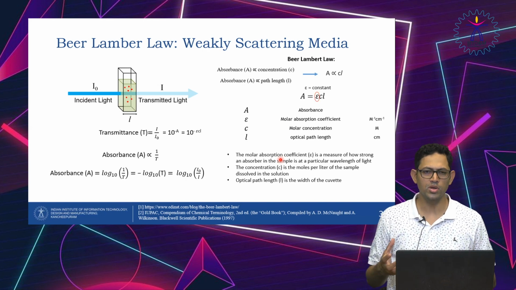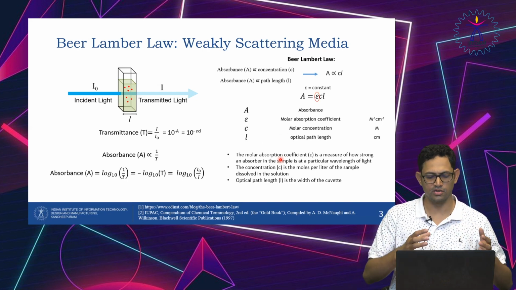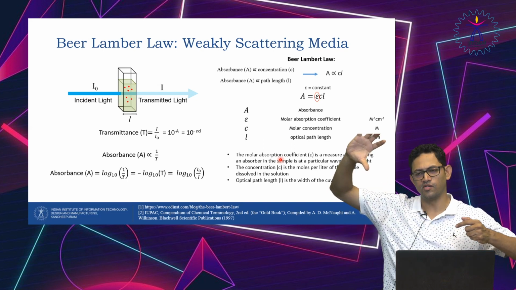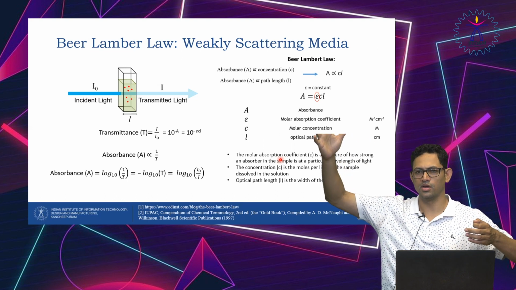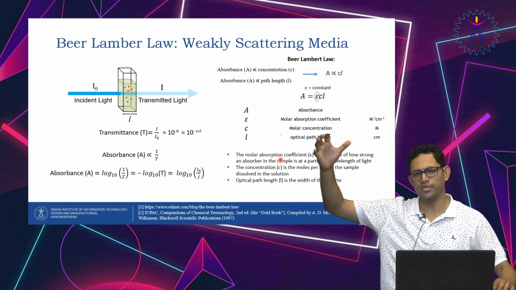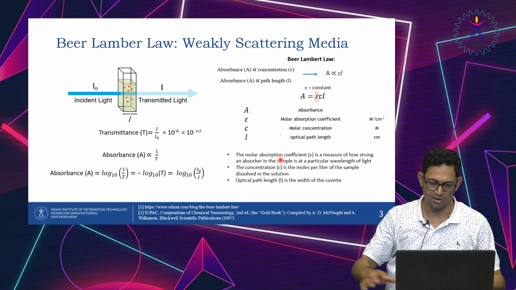How strong this absorption is defined by the molar absorption coefficient, and it is a function of your wavelength. So it has some peaks. For example, rhodamine 6G has a very high absorption at green light, so your epsilon would be very high at green, and then it will die down at other wavelengths, kind of a Gaussian with a big long tail.